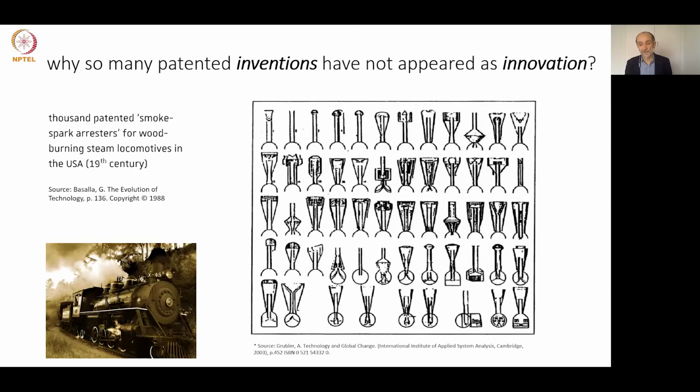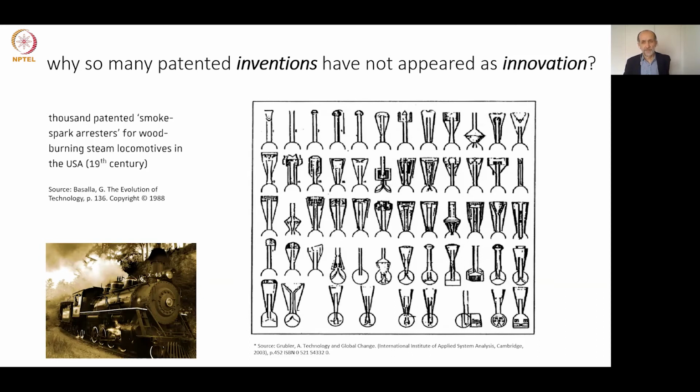Let me share with you another example from the beginning of the industrial era, in order to give you an idea how thousands of inventions have not appeared as innovation. At the beginning of the era of the steam locomotive, we used wood for fuel. In the 19th century in the US, we had a very heavy problem, because if you use wood for this kind of locomotive, wood cannot be burned completely. So small particles of very high temperature wood go out through the exhaust pipes and cause fires, like wildfires in the forest, and in fact, all around the roads. This was a main danger and main problem at those times.